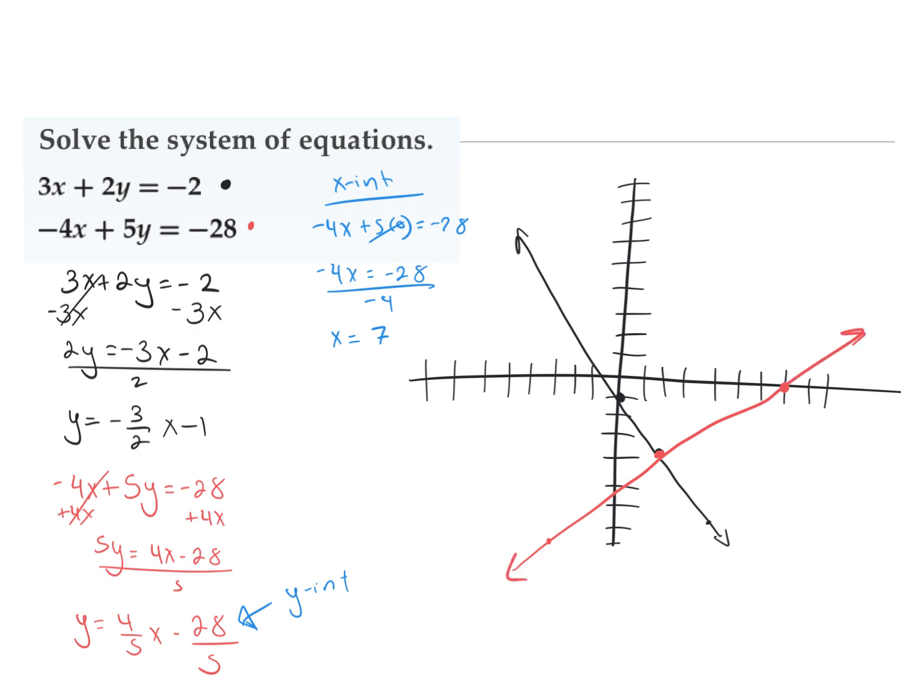Now, after you graph them, this is your solution right here. This point right here. That point is 2, negative 4. That is your solution. Your answer is that ordered pair of 2, negative 4.